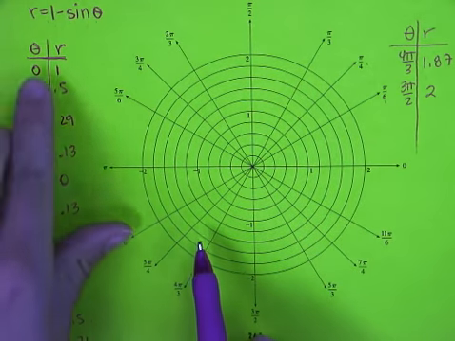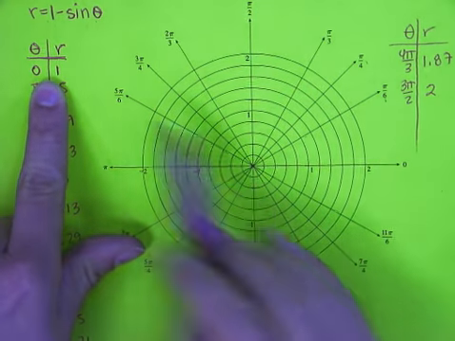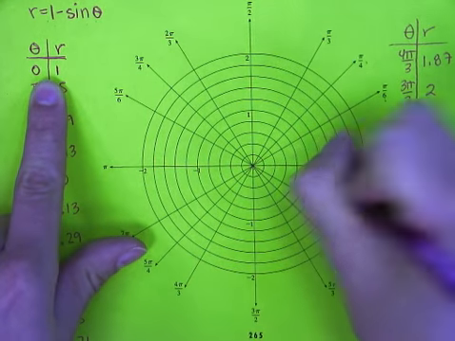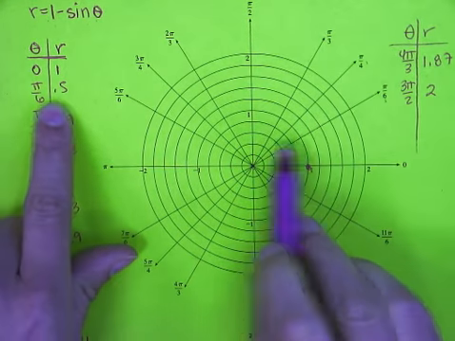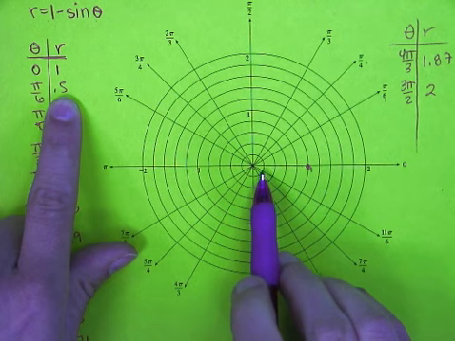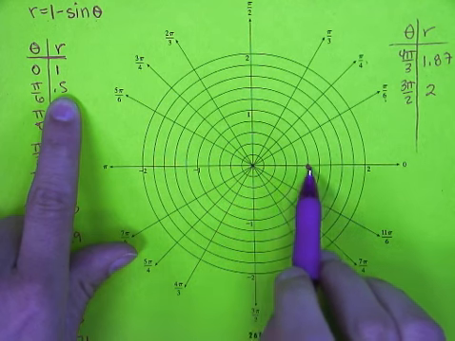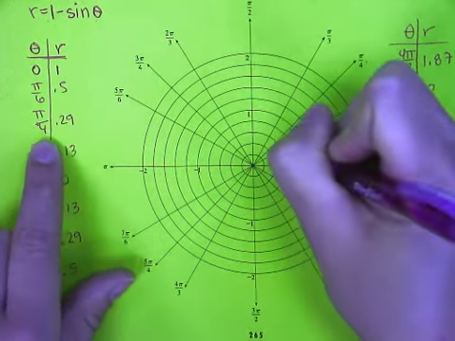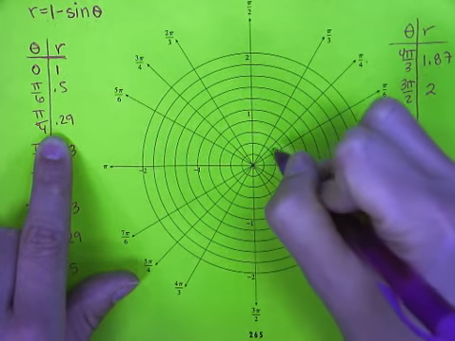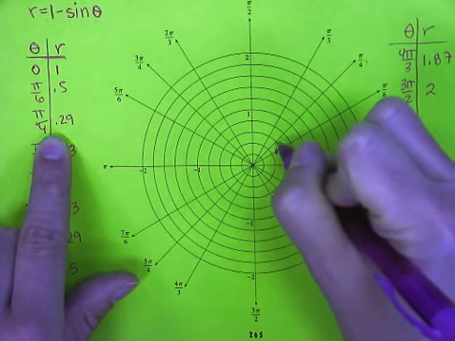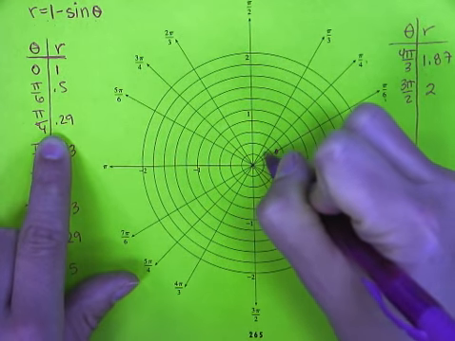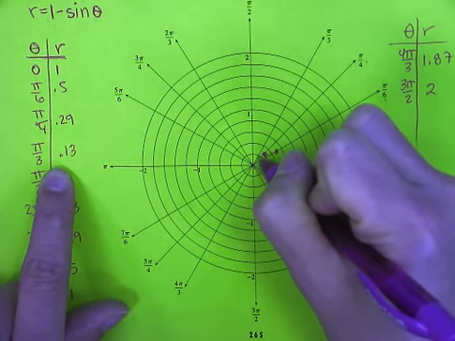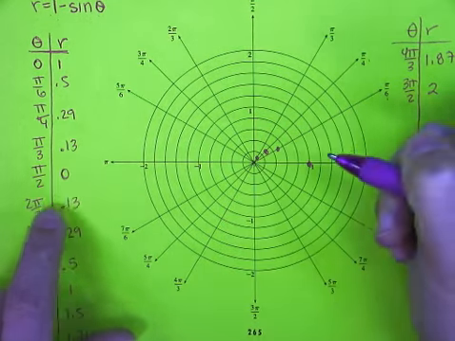So 0, 1, I'm going to go 0 degrees, or 0 radians, sorry, and a radius of 1. And I'm going to come out and put a point. And then I'm going to go up to pi over 6, and now my radius is 0.5. So this is 0.2, 0.4, 0.6, 0.8, and this is 1. So there's 0.5. Put a point. Then I'm going to go to pi over 4 and go 0.29, somewhere in the middle between 0.2 and 0.4. And then pi over 3 is 0.13, so inside of 0.2. Okay. And then pi over 2 is 0.